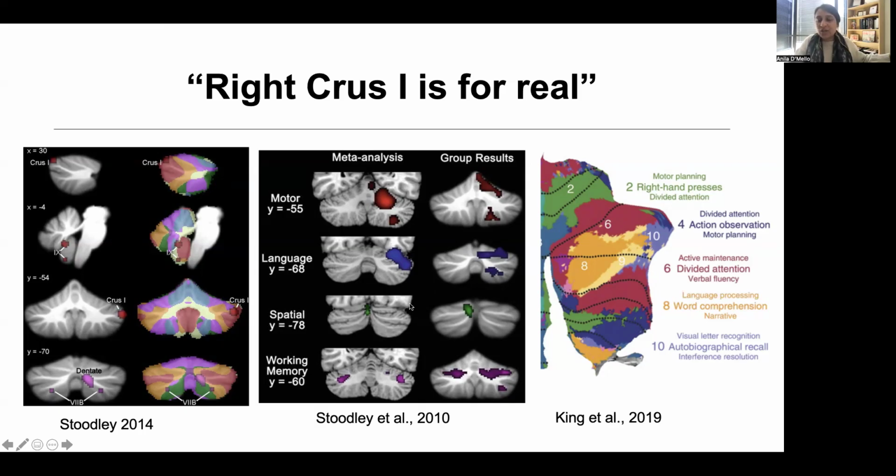And this actually makes sense with what we know about the way the cerebellum is organized. This is a region that's really important for things like language, for higher order skills like narrative processing and social cognition, that both Caro and Maeve have identified as well.